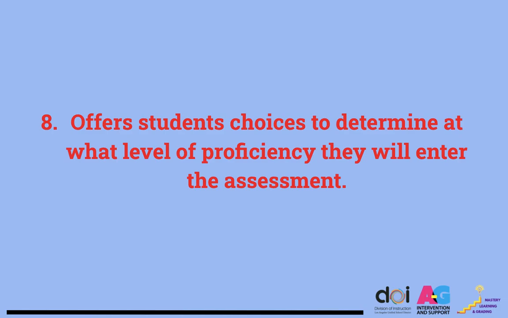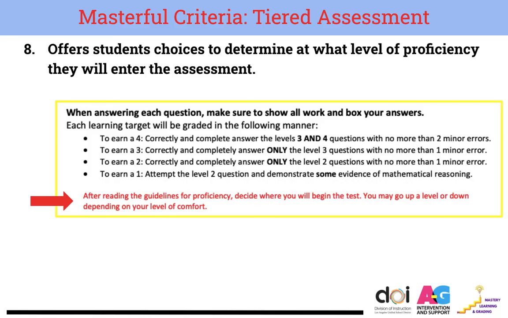Offer students choices to determine at what level of proficiency they will enter the assessment. In this example, the teacher states that after reading the guidelines for proficiency, a student can decide where they choose to begin this test. They can go up or down a level depending on their level of comfort. Please take a moment to analyze your own tiered assessment against these examples and criteria before submitting your proficient or masterful MLG product.